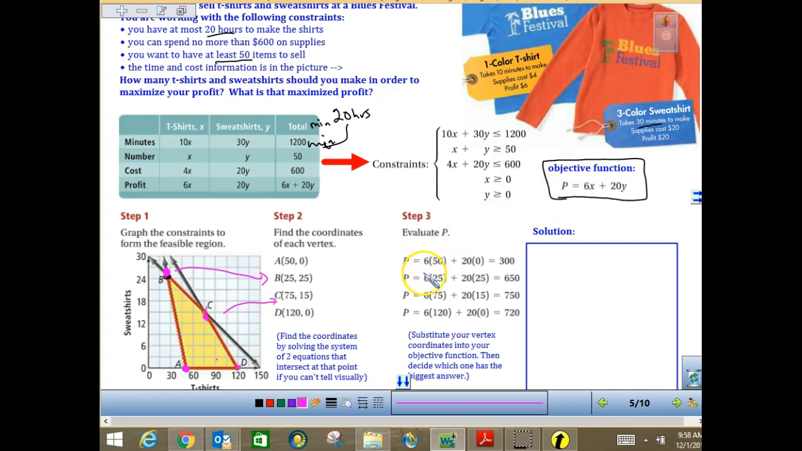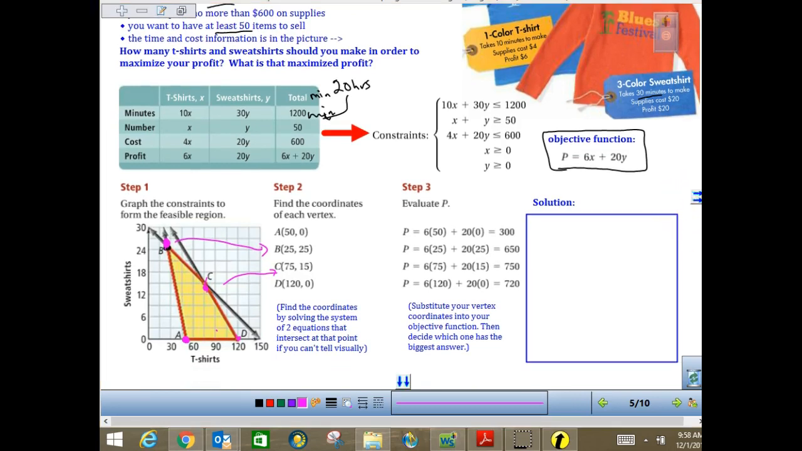So what you're going to do is you're going to substitute in these 4 points into your objective function. So 6 times 50 plus 20 times 0, $300. Which one looks like, if you're looking at their work that they did, which one looks like we're going to maximize our profit with which point? With point C, right? Point C maximizes it. It gives me the most profit if I am looking at that.